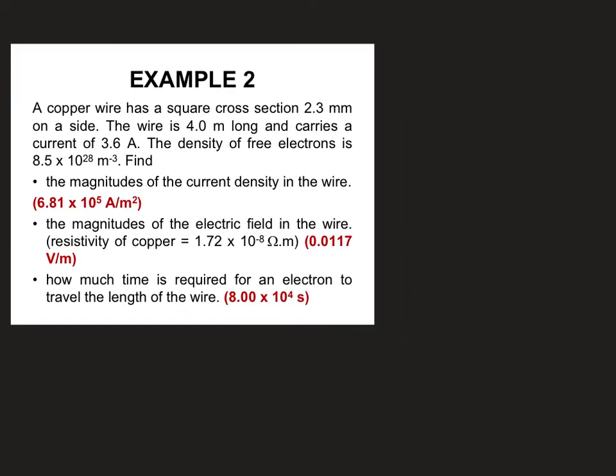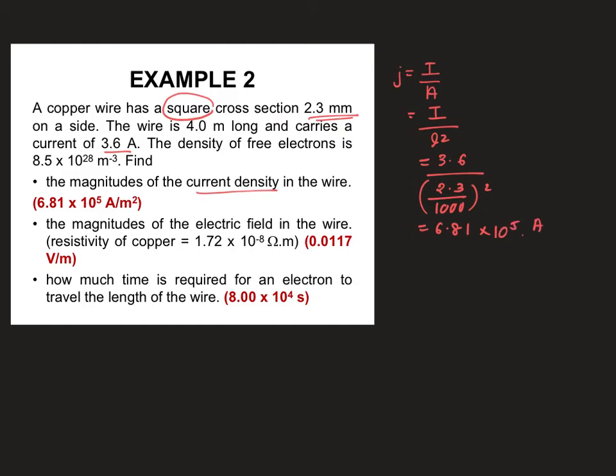The question asks to find the current density. We already have the current here, so we can find J equals I over A. But you need to be extra careful: the question states square, which means it's not going to be pi r squared, it's only L squared. So I over L squared. The I is 3.6 and the size is 2.3 millimeter. Change that into meter first, always change into SI units. So 2.3 over 1000 squared. You are going to get 6.81 power of 5, and the unit is ampere per meter squared.